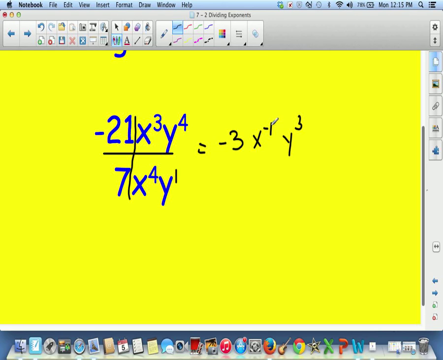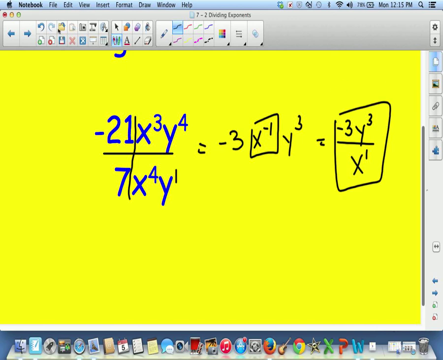Now we can't have negative exponents, and in your book it talks about negative exponents, and I also have another video on that. So what happens is this negative 1 is attached to the x, so it is going to move down here, and it's going to be a positive x to the 1st. So we have a negative 3 times y to the 3rd over x. And that would be our final answer.